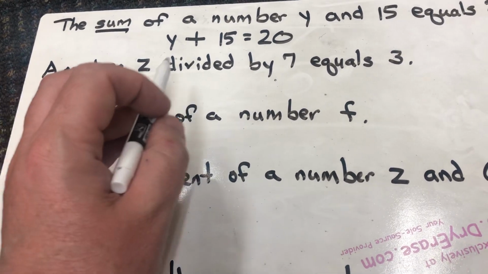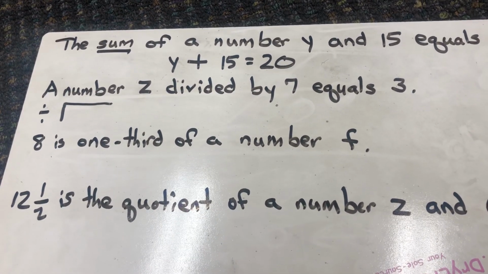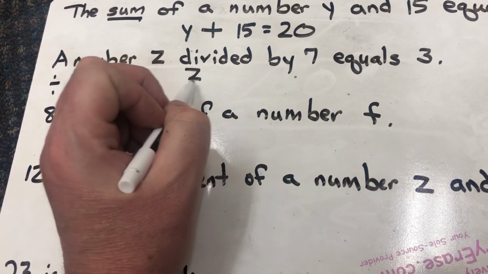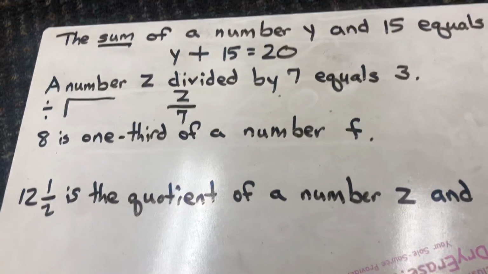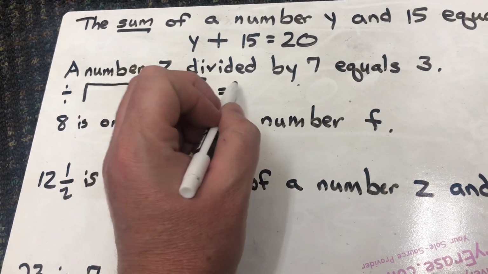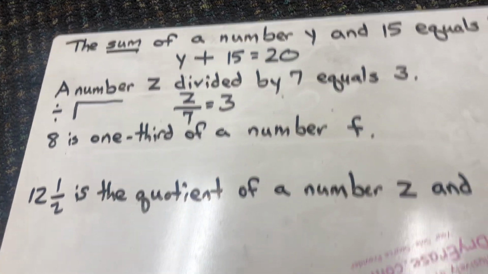So when it says a number z divided by 7, on today's assignment, I'm going to be setting that up as a fraction. So it's actually going to be z divided by 7. Well, what does z divided by 7 equal? Z divided by 7 equals 3. All right, moving right along.